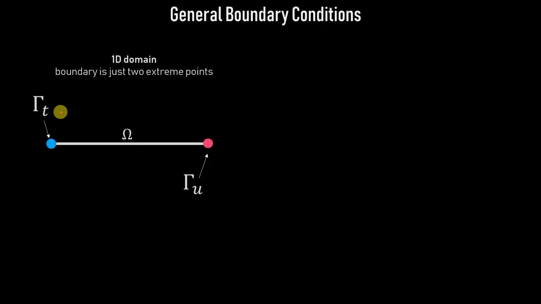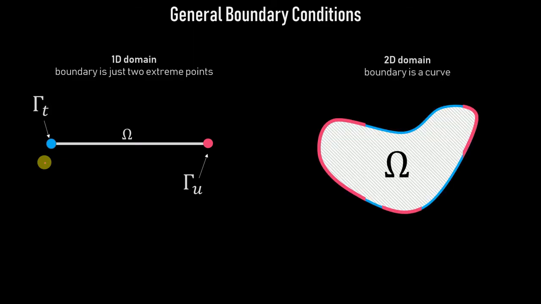Why gamma t? It comes from structural mechanics, where we are specifying traction, and u for displacement. So it basically means that for gamma u you are specifying the Dirichlet boundary condition, and for gamma t you are specifying the Neumann boundary condition. Okay, let's look into the 2D domain.